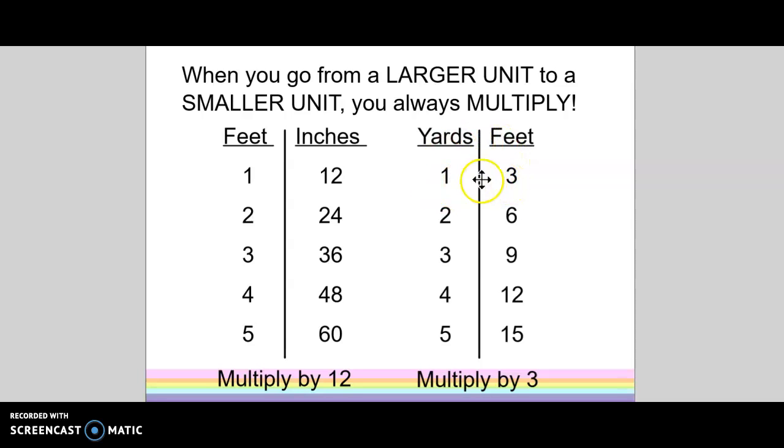Think about this really as an input-output table. If you put in 1 yard, you're going to get out 3 feet. If you put in 2 yards, you're going to get out 6 feet. 3 to 9. You can see that pattern going right there. This is the part that's going to be trickiest, if there's any part that's tricky. So just keep this in mind and think about what makes sense. If you're having a larger unit, you don't need as many as if you were to have a smaller unit.